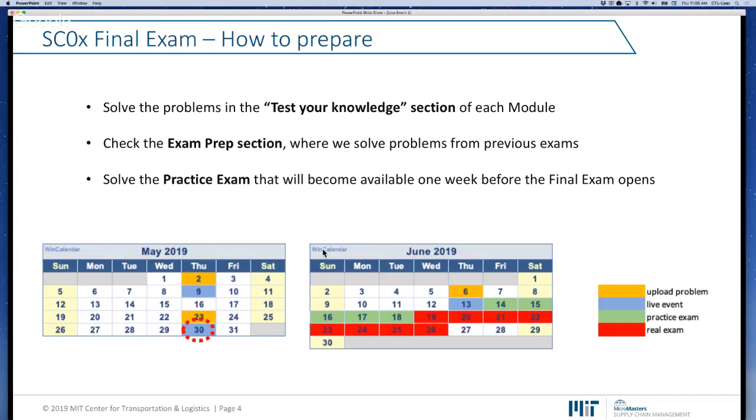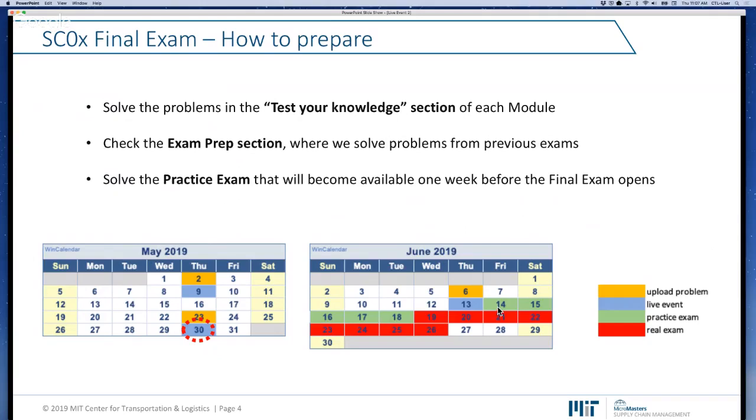And finally, we will also be providing a practice exam. This practice exam will become available 1 week before the final exam opens. It will be very similar to the final exam. We will try to make it a similar level of challenge, similar length, and it will also be timed to 4 hours. So when you take it, you will get a pretty similar experience to taking the real exam that will open on June 19th. This is for you to reduce the stress a little bit and be exposed to an exam environment before you have to take the real exam.